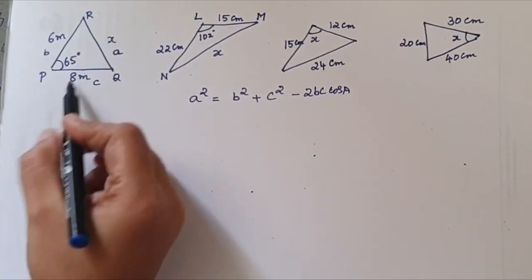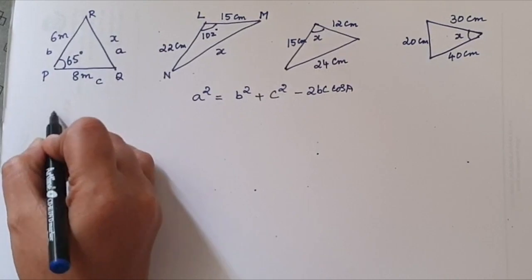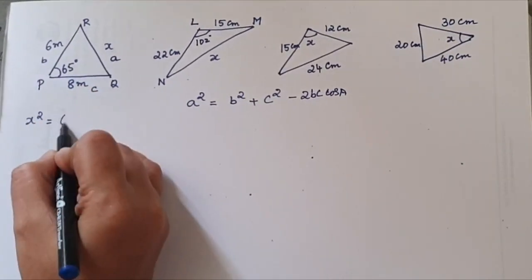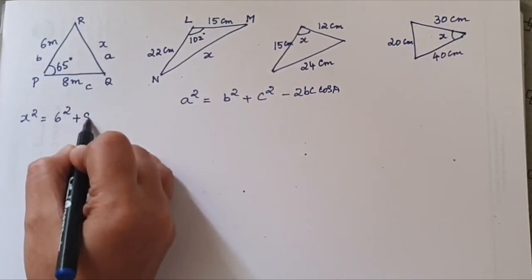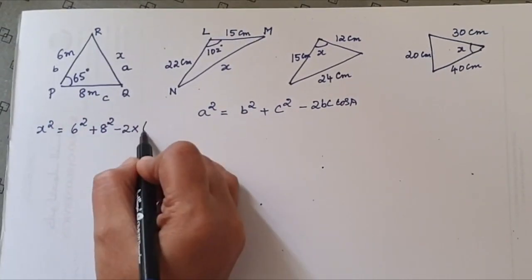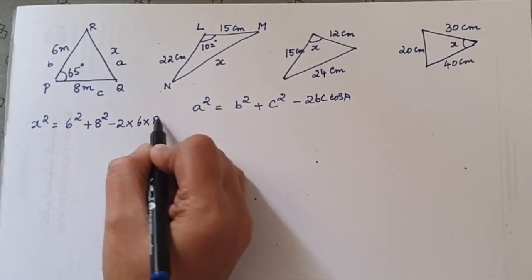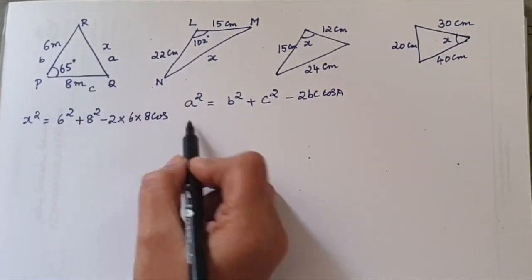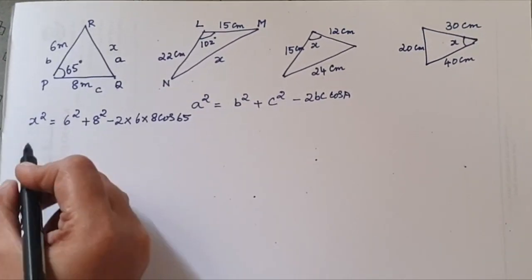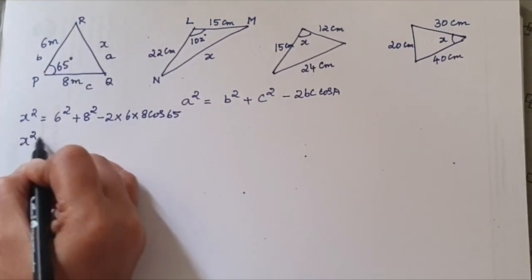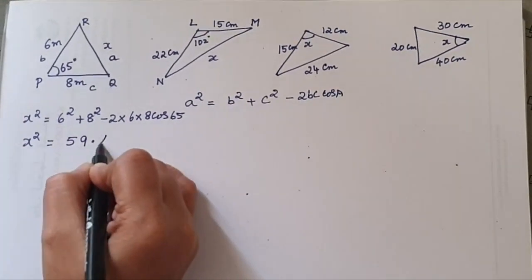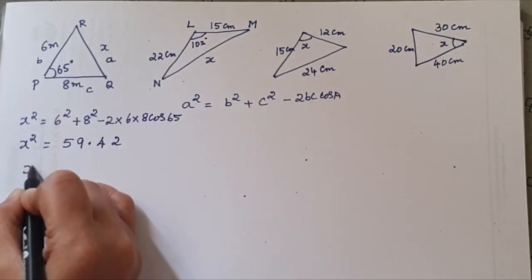Now let us apply this formula. What is our a now? x. So x square will be equal to, what is our b? It is 6 square, and our c is 8, so 8 square. Then minus 2 multiplied by b, which is 6, into c, which is 8, cos of the angle A, which is 65. Just directly apply everything in your calculator without any brackets or anything. Then you will be getting your answer as 59.42. Now take the square root of it.